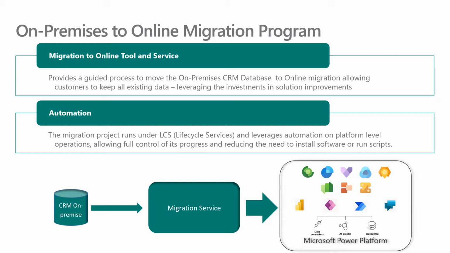To successfully migrate a database, the process is very simple. One starts off by taking a backup of their on-premise database. Once you have that backup, upload it into the migration service. Within the migration service, we upgrade your CRM to the latest CRM on-premise version. The upgraded database then gets migrated to Dynamics Online. This migration service is all orchestrated via a project hosted under the Lifecycle Service portal on lcs.dynamics.com.